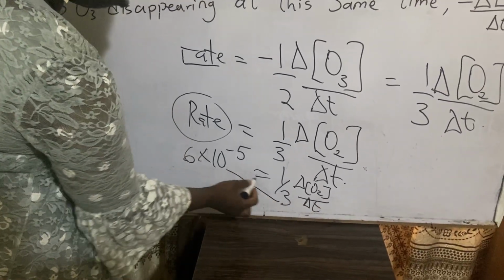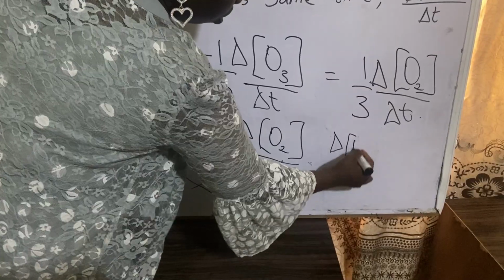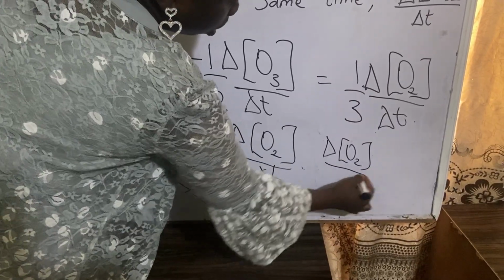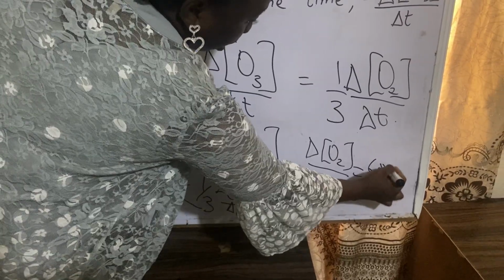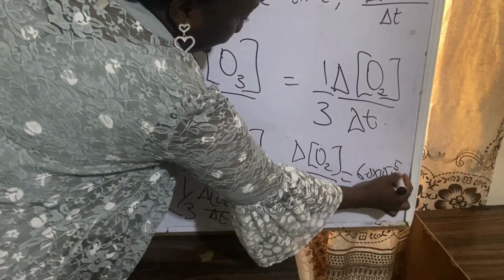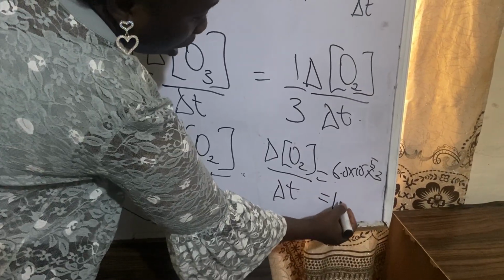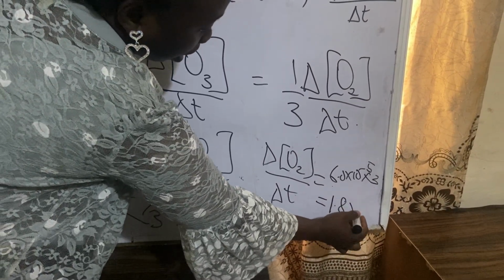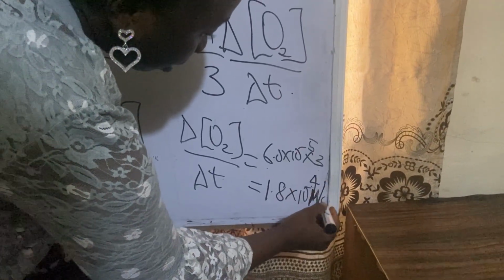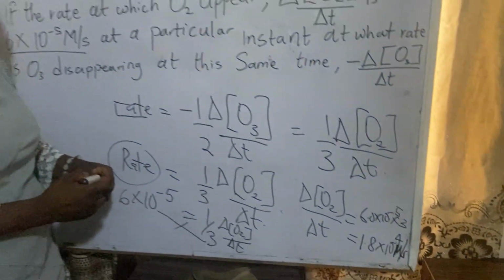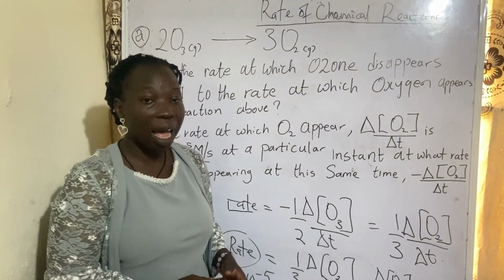So when you cross multiply, you see that the value, which is the rate of appearance, is equal to 6.0 times 10 raised to the power minus 5 times 3. So 3 times 6 is equal to 1.8 times 10 to the power minus 4 molarity per second. Remember that is change in concentration over change in time, so it becomes molarity per second.